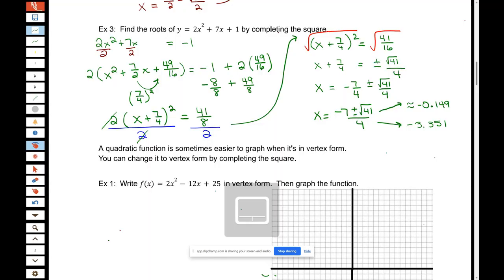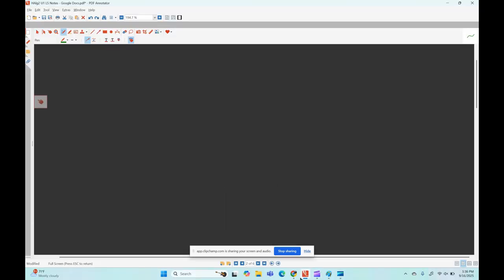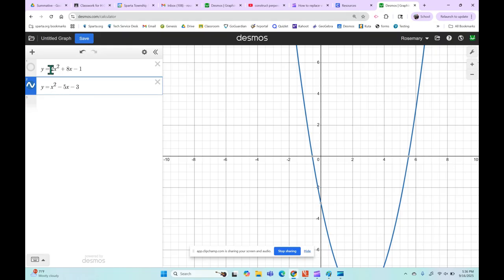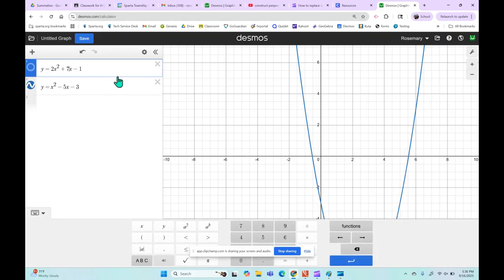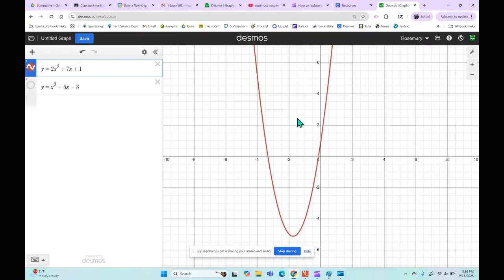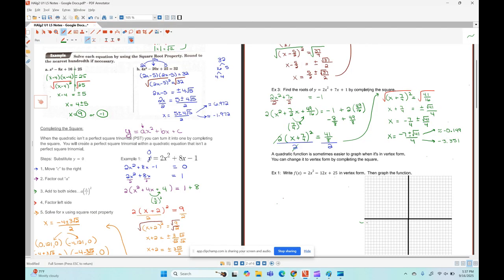2x squared plus 7x plus 1. You can guess what I'm going to do now. Just going to go back and change this one to be the current one we are doing and turn it on. So I have my -3.35 and my -0.149. That kind of confirms those answers that we just got.